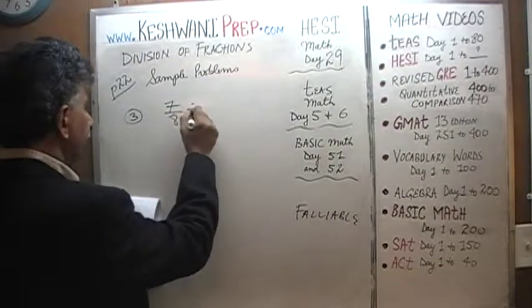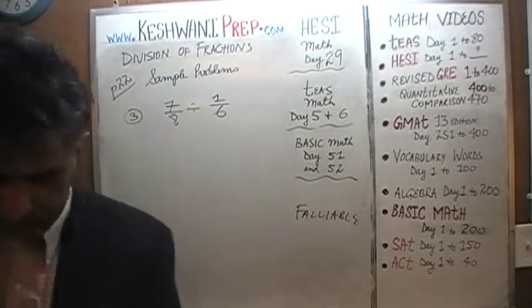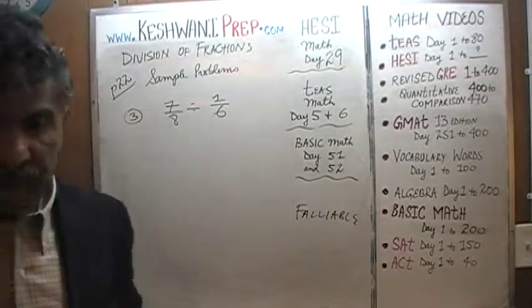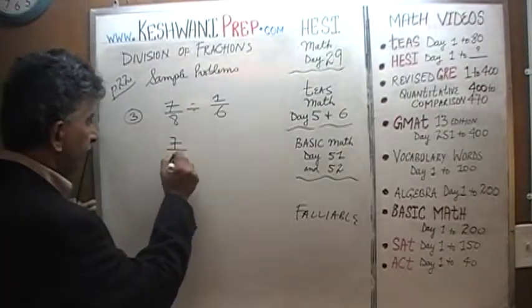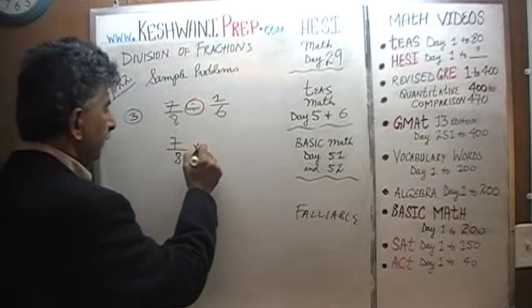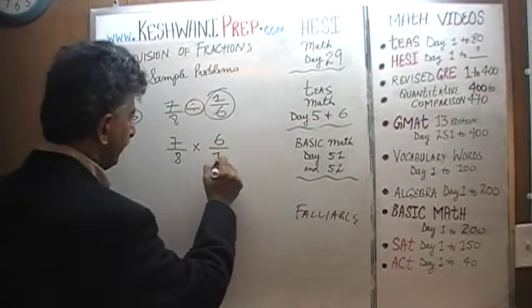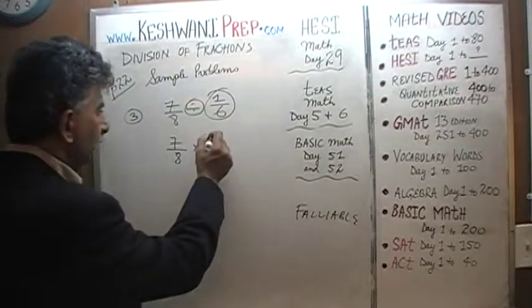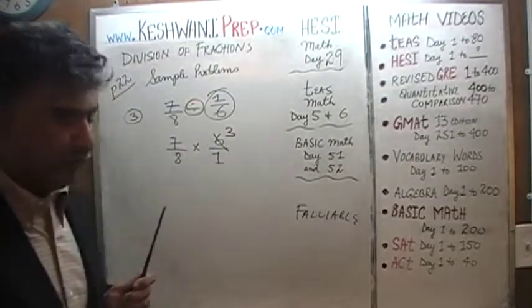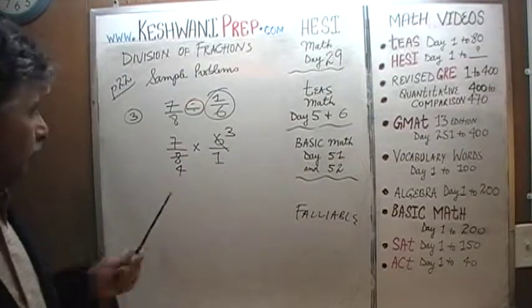7/8 divided by 1/6. Again, same idea, same logic, same philosophy. Nothing is going to change. Same methodology. We take the first fraction, 7/8, and we multiply it by the reciprocal of the second fraction, which is going to be 6 over 1. And then after that, we simply have to reduce it. Let's divide top and bottom by 2. 6 is going to become 3, and 8 is going to become 4. That's it.